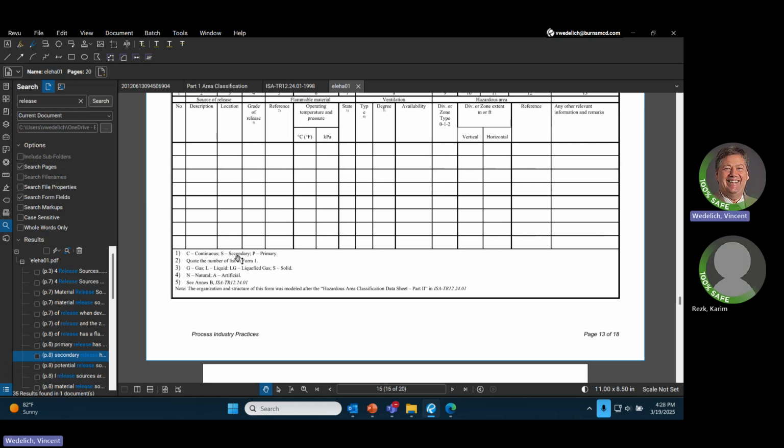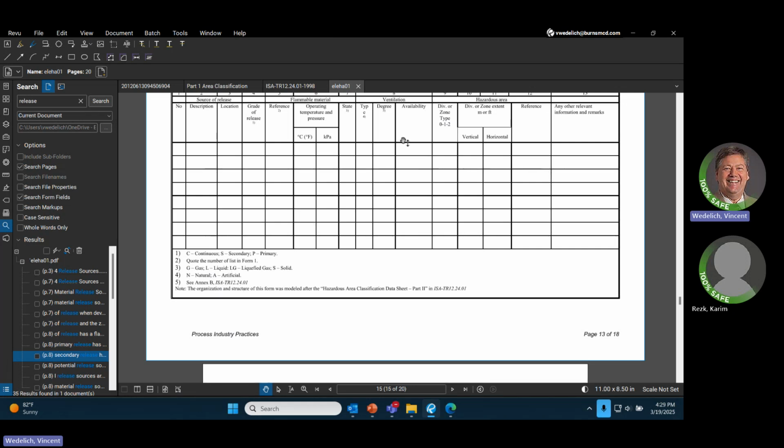Quote from Form 1. So where it says here 2 is quote from Form 1, the reference is item number 1, hydrogen. 3 is the state: gas, liquid, solid, something like that. 4 is the degree of ventilation, the type of ventilation. Is it natural or is it artificial, right? Does it have a blower that blows air in there, or does it naturally just rise? If it's artificial, et cetera.